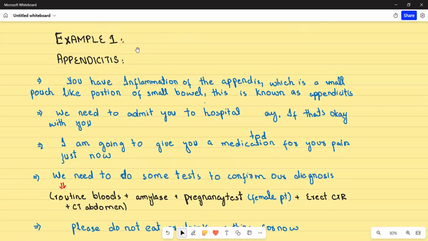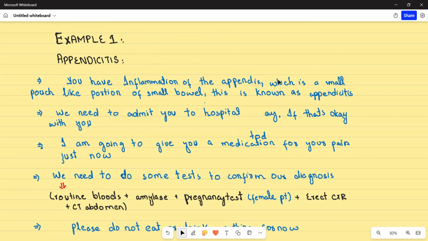So suppose after taking the history and doing the examination, you have a provisional diagnosis of appendicitis in your mind. So you're going to start by explaining your provisional diagnosis to the patient. So you will tell him that you have inflammation of the appendix. From what you told me and from what I understand, I feel like you have inflammation of the appendix, which is a small pouch-like portion of the small bowel, and this condition is known as appendicitis. Okay, so you explained your provisional diagnosis.